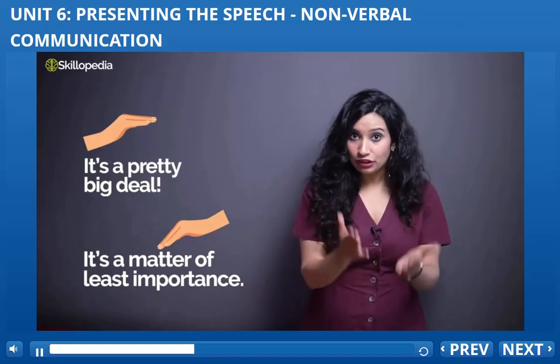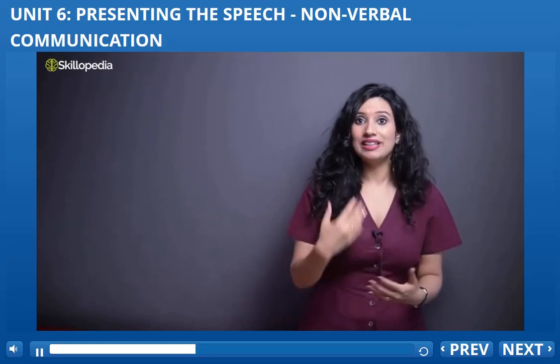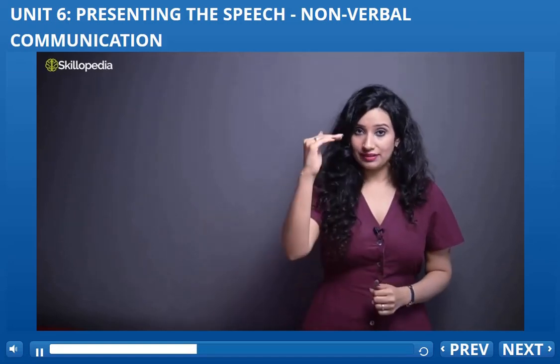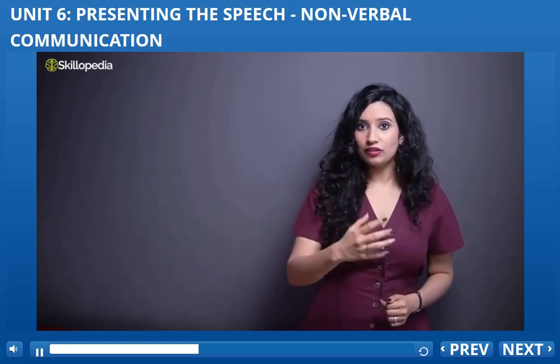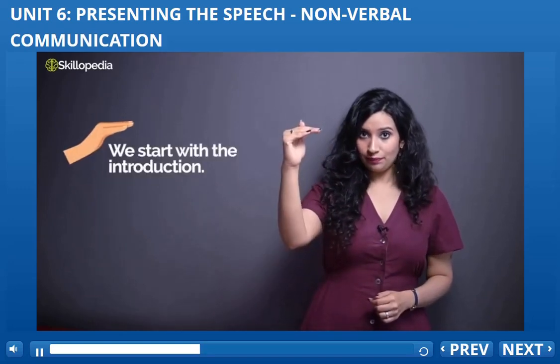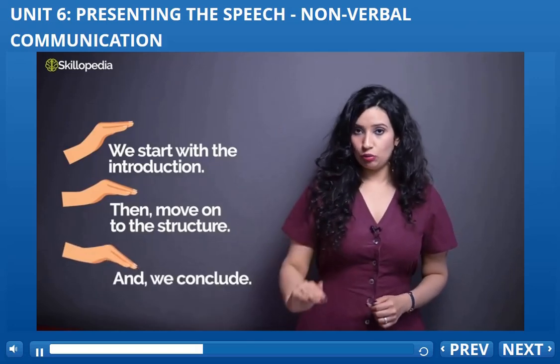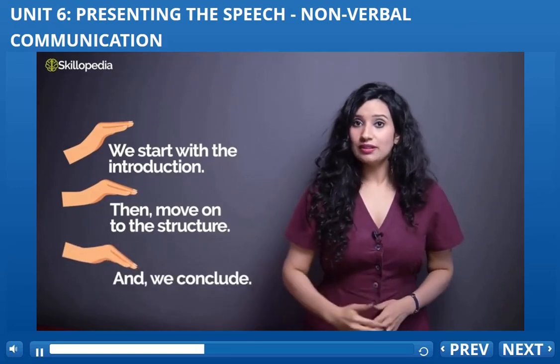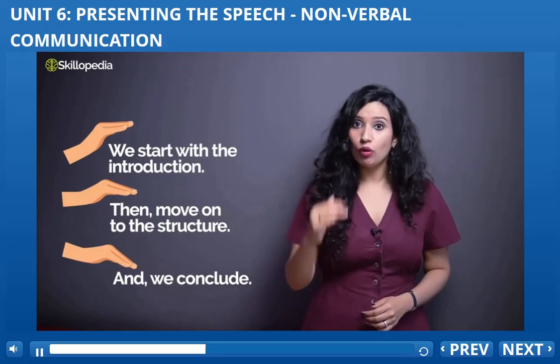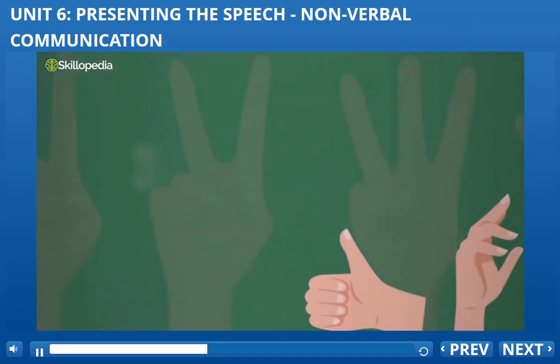Not only that, you can use this as an alternative to listing as you talk about different stages. For example, you could say in a speech, we start with the introduction, then move on to the structure, and we end with the conclusion. So here I've used my hand to show the level or the structure of something.